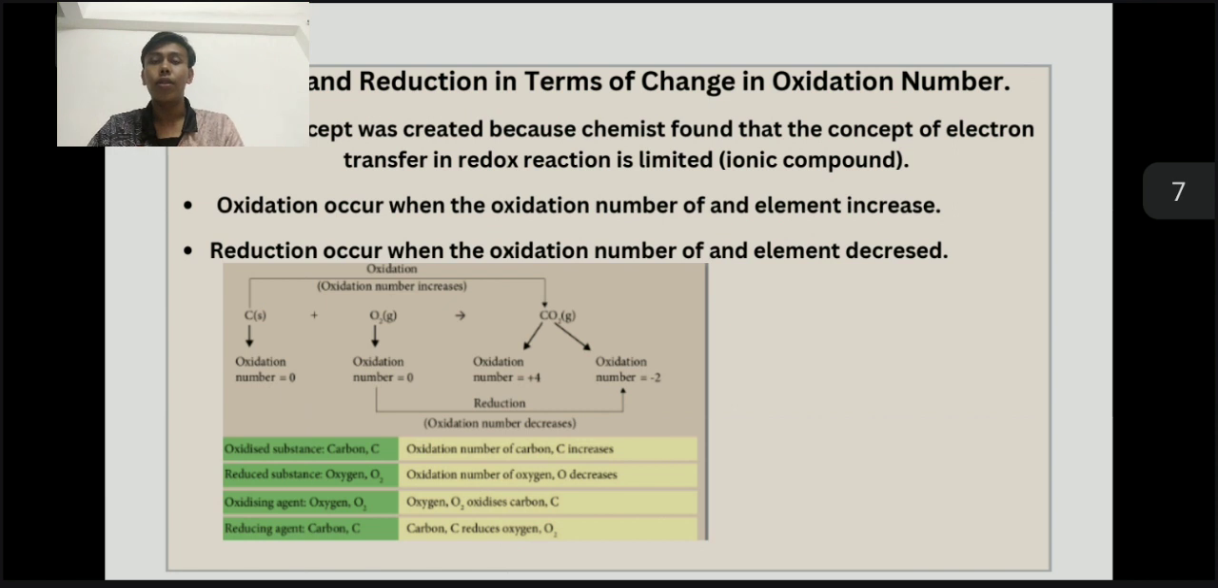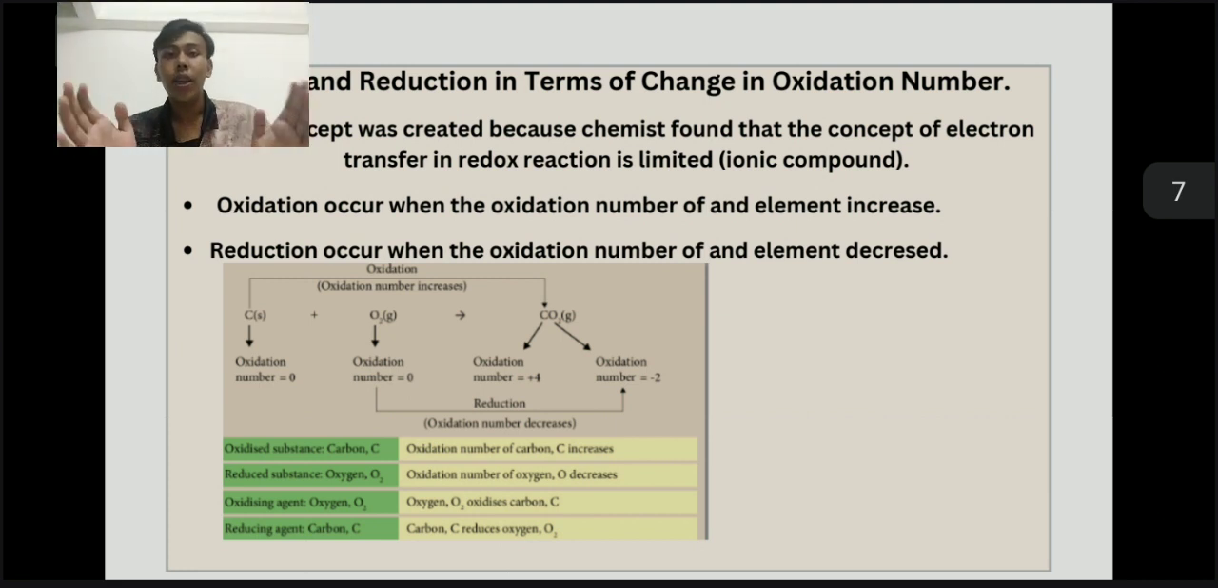Next, we have oxidation and reduction in terms of change of oxidation number. This method was created because chemists found that electron transfer in redox reactions is limited to ionic compounds. Oxidation occurs when oxidation number increases, while reduction occurs when oxidation number decreases.